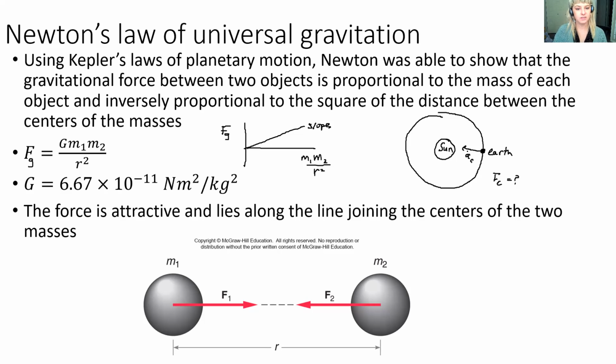Now, the gravitational force is an attractive force, and it lies along the line joining the centers of the two masses. So if this is mass 1 and mass 2, the gravitational force between them is called F1 or F2. F2 would be the gravitational force on mass 2 due to mass 1. And F1 would refer to the gravitational force on mass 1 due to mass 2. It's the same size force. This is an action-reaction force pair. It's the same size force, just opposite direction.